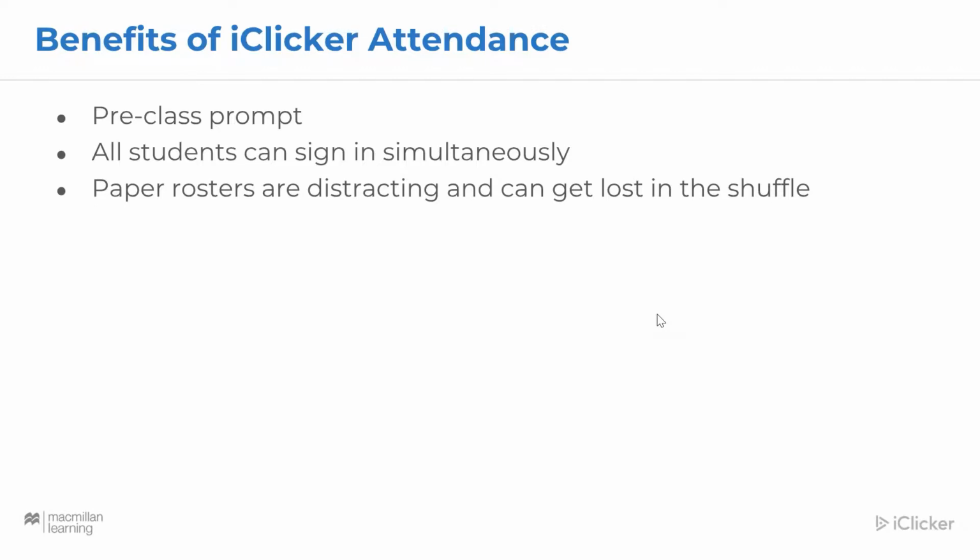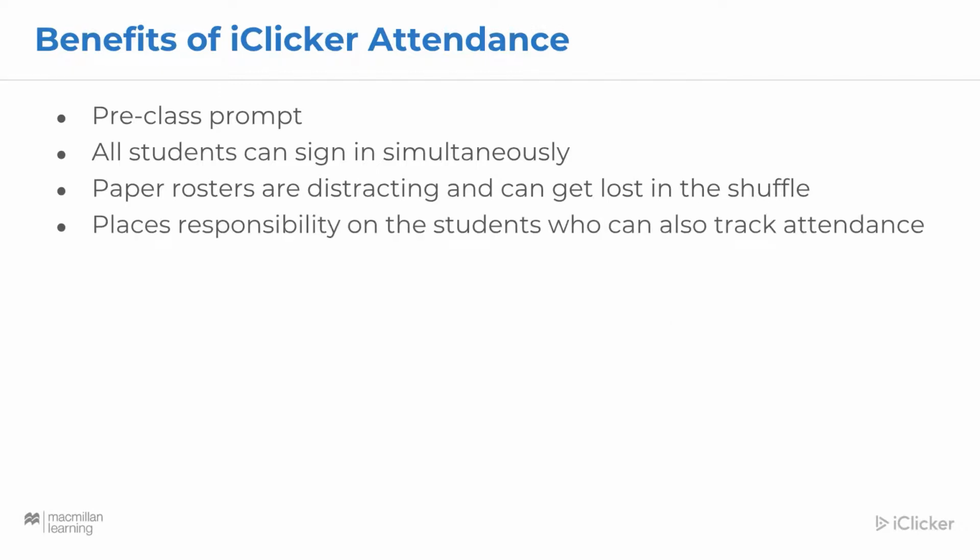I do use paper rosters early on in the semester. Students are dropping and adding. Students may not have yet adopted the iClicker software. They may be waiting on financial aid, but those paper rosters ultimately are distracting. They get lost in larger classes. Students that arrive late have missed the paper roster. It's at the other end of the classroom. So having something that they can take ownership on is important. And it does place responsibility on students. They not only have to sign themselves in, they can then later on check and see their attendance. So using the iClicker software for that is great.